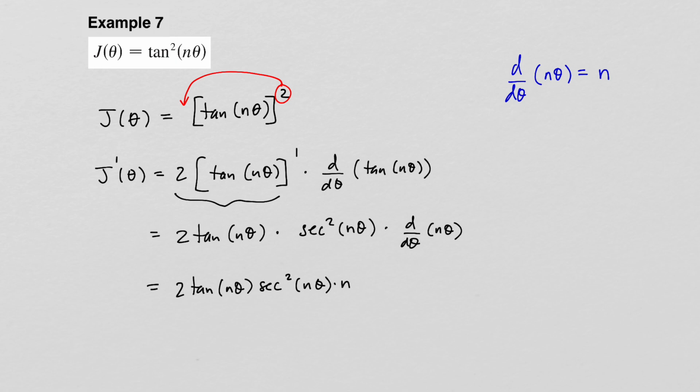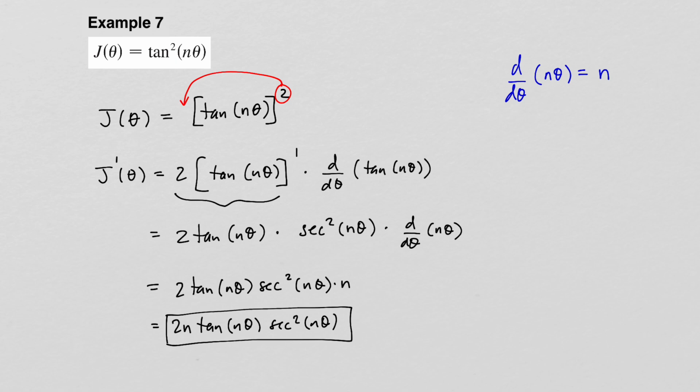And so in the end here, I'm going to move this n to the front with the 2. And so this becomes 2n tangent of n theta times the secant squared of n theta. And it may seem complicated at first, but with practice, you will get better at this.